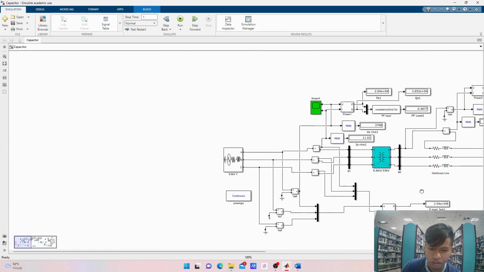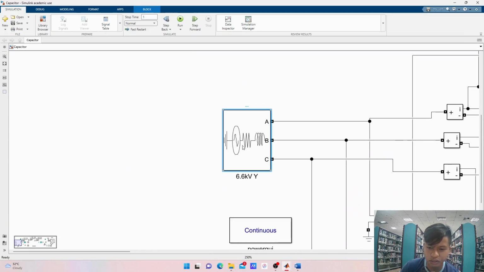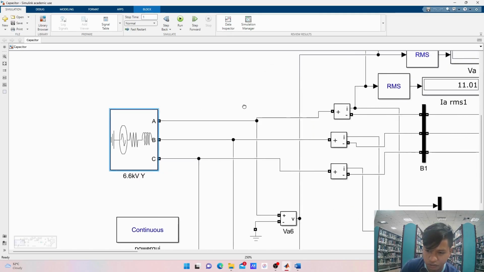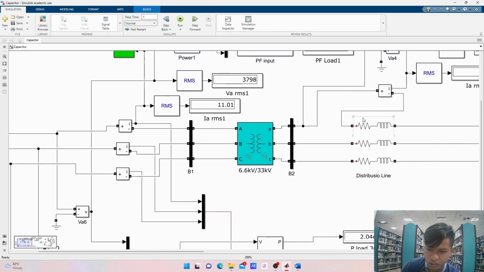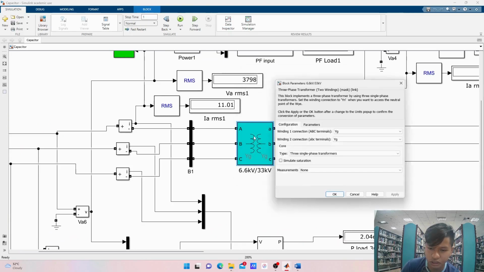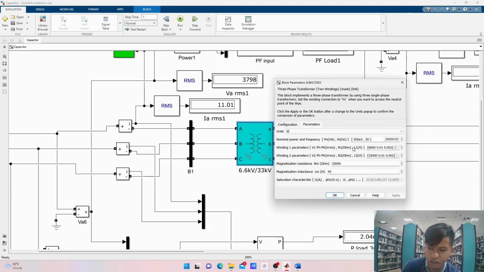The information given in the question is 6.6 kilovolt for the generator, a frequency of 50 hertz, and from the question itself 1 milliohm and 4 millihenry. This is for the generator itself. Here we can see the equivalent impedance given in the question, and the same is shown here.